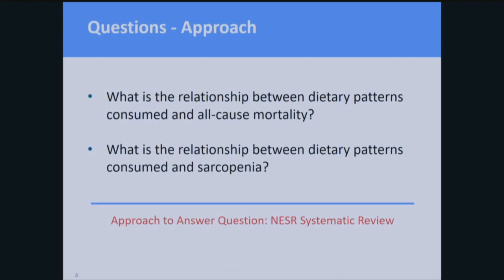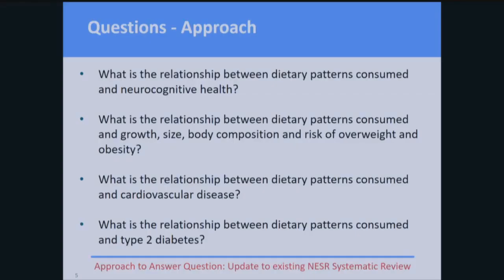So the 2 questions listed on this slide, what is the relationship between dietary patterns consumed and all-cause mortality, and what is the relationship between dietary patterns consumed and sarcopenia, will be answered by conducting original NESR systematic reviews. So these have never been done before. The 4 questions listed on this slide with outcomes of neurocognitive health, growth, size, body composition, and risk of overweight and obesity, cardiovascular disease, and type 2 diabetes will be answered by updating existing NESR systematic reviews.